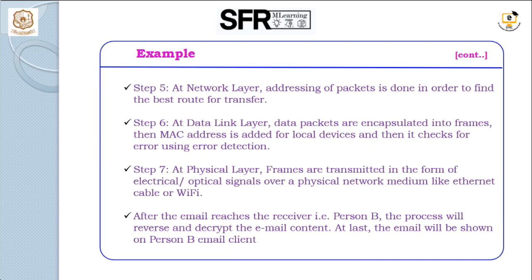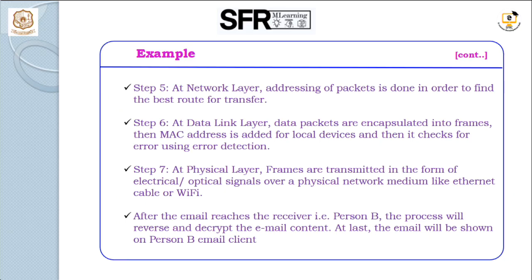Step 5 is at the network layer, where the addressing of packets is done in order to find the best route to transfer. Here the best route for the data transfer will be finalized. At the data link layer, the data packets are encapsulated into frames. The MAC address is added to each and every frame and it is further moved to the physical layer. The last step, at the physical layer, the frames are transmitted in the form of binary codes over a physical network medium like Ethernet cables or Wi-Fi.